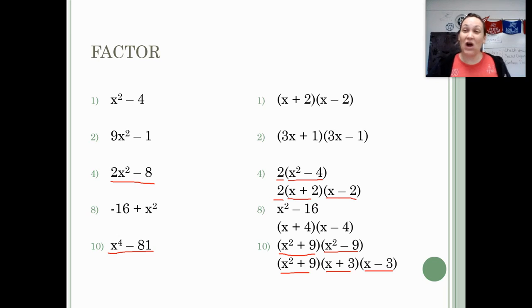This concludes all of our types of factoring. Next week, we're going to focus on when to use which method and how to make sure that you are factoring completely as much as humanly possible.